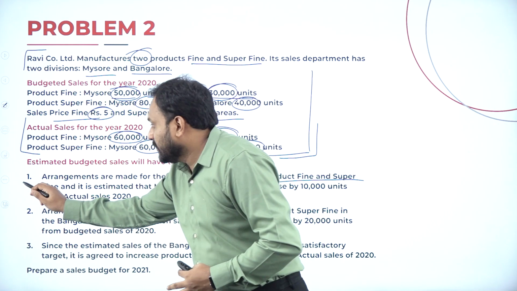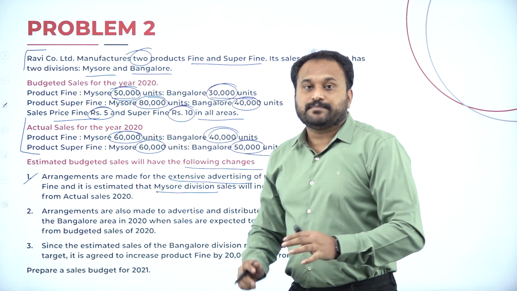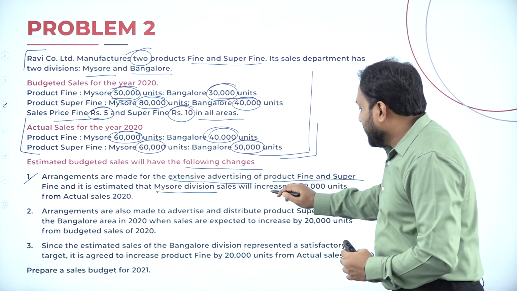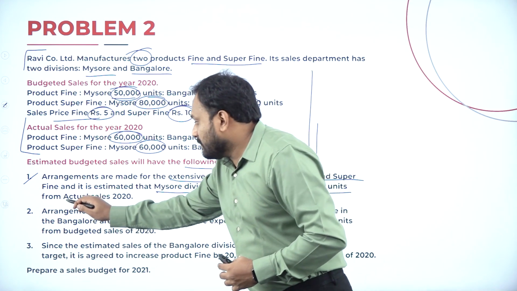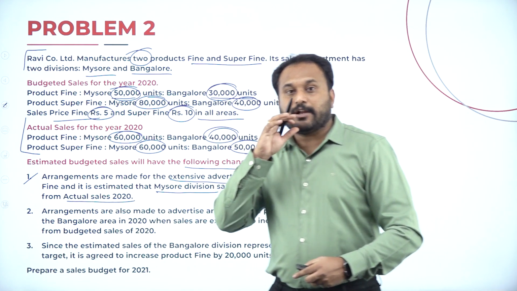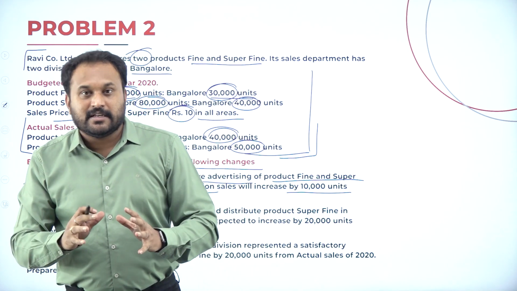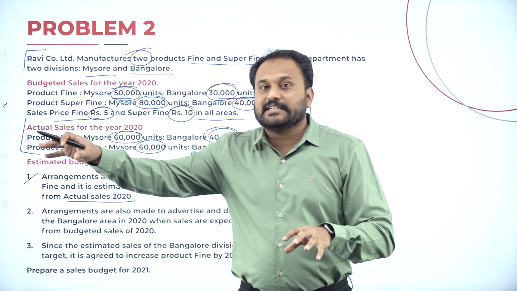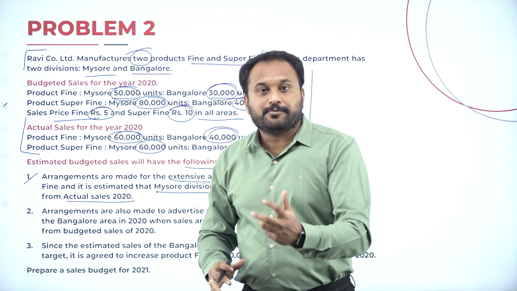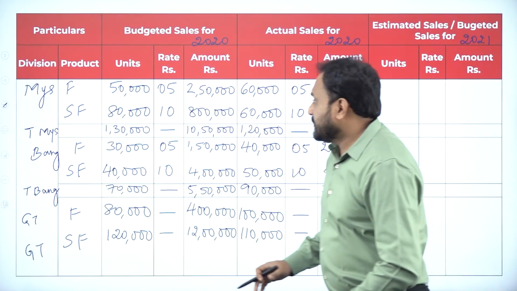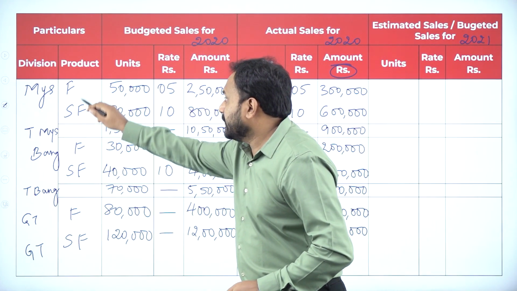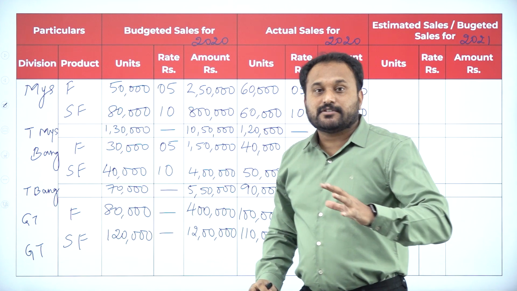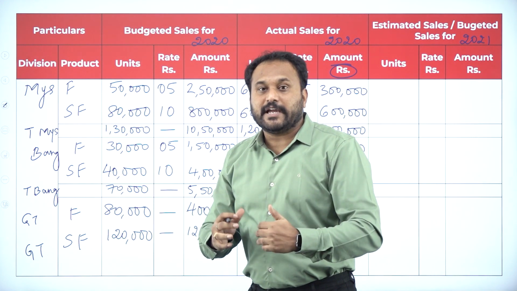So fine, and that is here product fine and super fine, and it is estimated that Mysore division, see, the first adjustment is for the Mysore division. Both the products are there, that is fine and super fine. Sales will increase by 10,000 units from actual sales 2020. See, they are only telling that sales will increase, but it will increase from actual sales, not from budgeted sale. How much? 10,000 units. So let's check. Mysore fine and super fine. Now budgeted is 50 and 80, but they're not asking us to increase by budgeted. They're asking us to increase by actual sale.